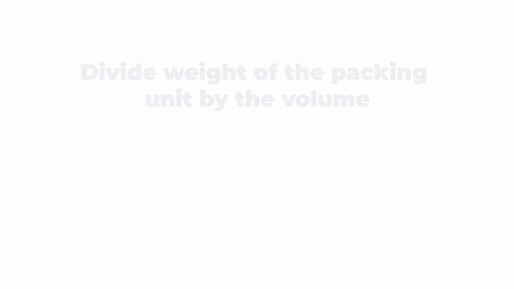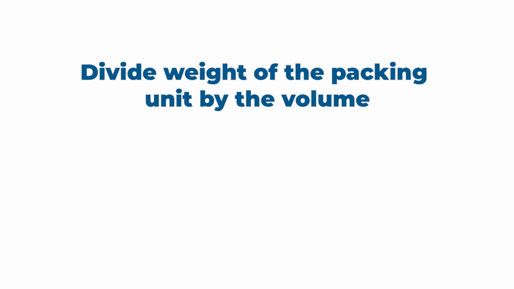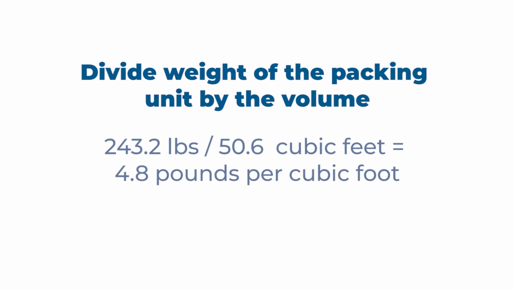And the last formula is getting the PCF. Divide the weight of the packing unit by the volume. Again, using the actual numbers from this hosing example, that's 243.2 pounds divided by 50.6 cubic feet. That gets us 4.8 pounds per cubic foot. We've gotten the magic number we need, a PCF of 4.8. Therefore, using the freight class table, our freight with NMFC number 51140-4 is rated at class 175, since this falls under the 11-tier new table from the NMFC.